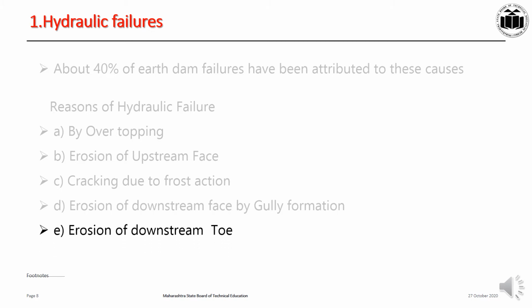And the last one is the erosion of the downstream toe. The toe of the dam may be eroded due to the heavy cross current coming from the spillway. If there is a heavy current which flows from the spillway, meaning from the downstream side, then erosion may occur.